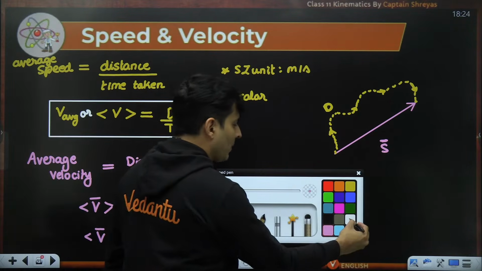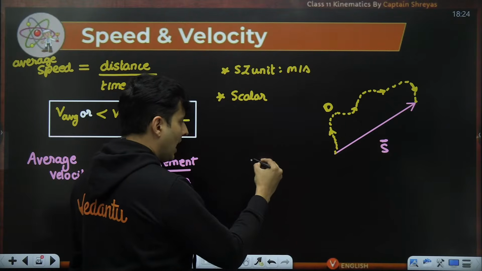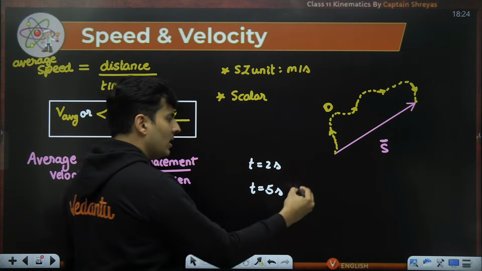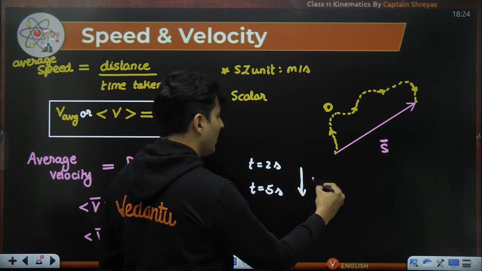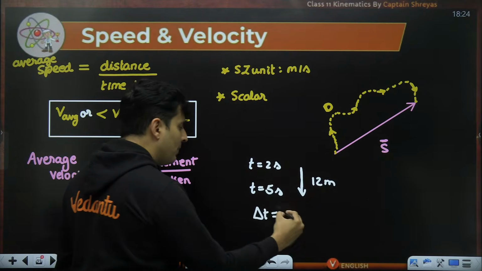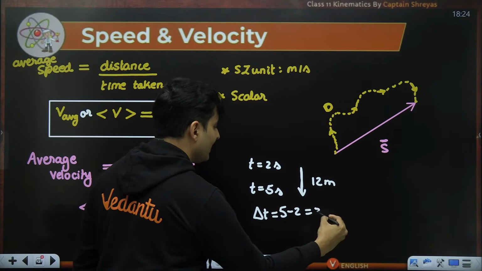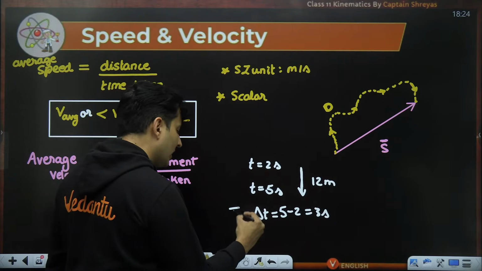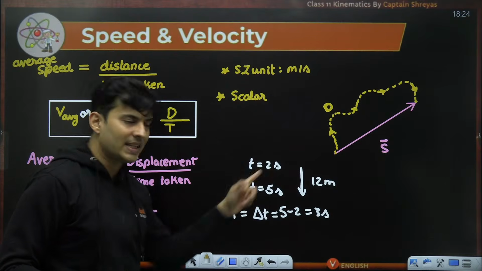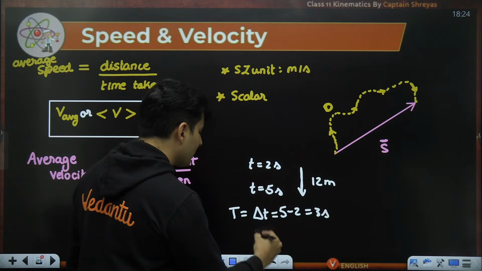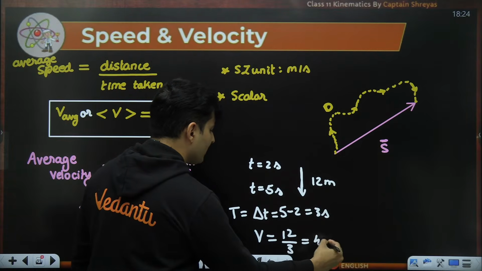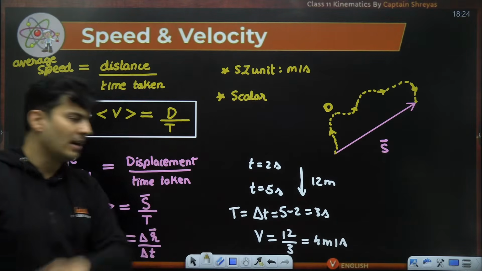Say for example, I saw some person at t is equal to 2 seconds and t is equal to 5 seconds. And I saw that in this process, that person has moved 12 meters. So if you ask me what is the time interval, it is the gap between them, which is 5 minus 2, which is basically 3 seconds. This is also nothing but the time taken, which is 3 seconds. In 3 seconds, the person has moved 12 meters. So the average velocity will be nothing but 12 divided by 3, which is 4 meters per second. That is how it works.